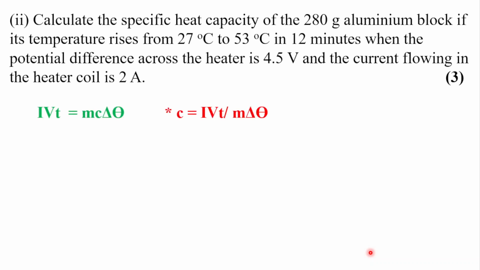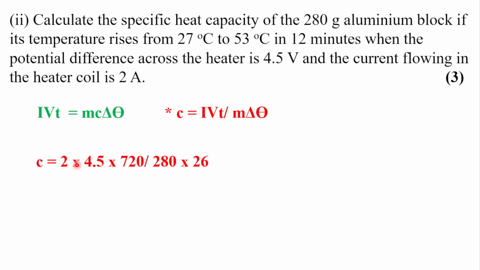All right, so first, the formula. If we want to use the same formula we just mentioned earlier, that's IVT is equal to MC change of temperature. Again, IVT is energy supplied by the heater. MC change of temperature is the heat gained by the aluminum block. Again, we already worked this out, but we know what the specific capacity formula will be. So let's now substitute our values into this.